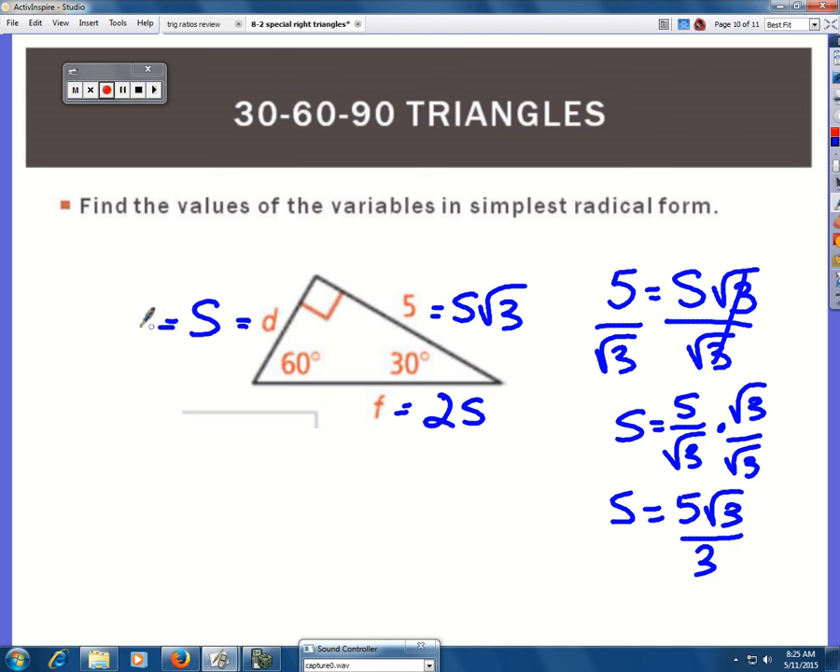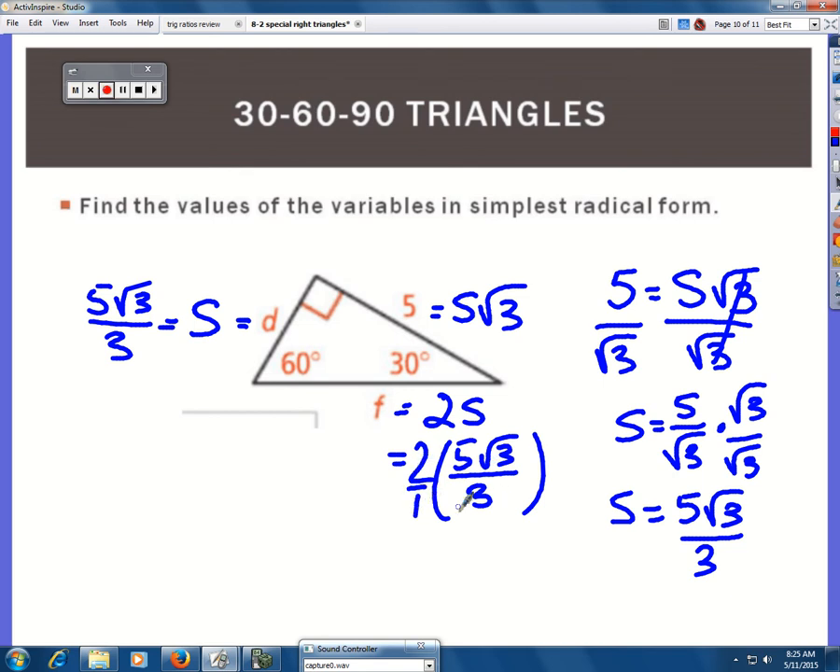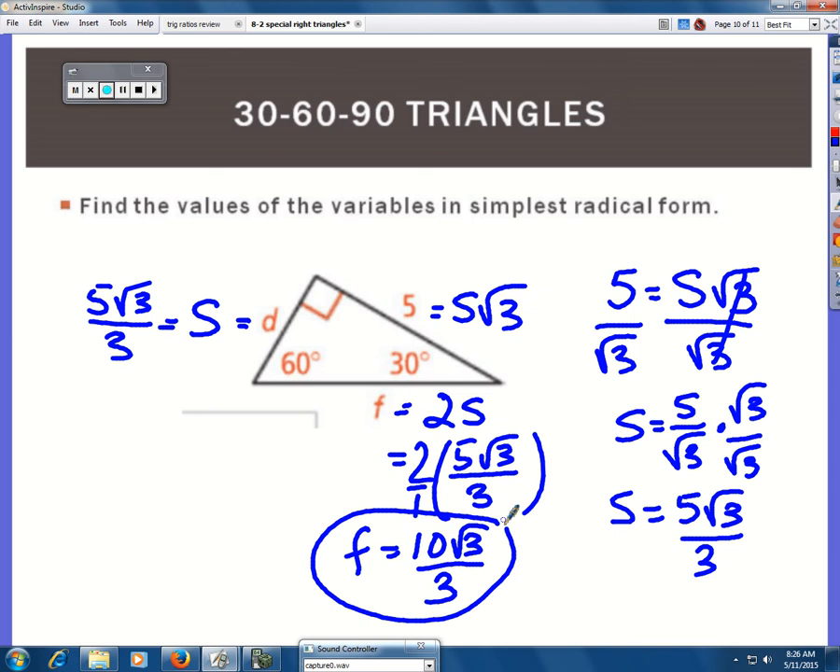So now I can plug that in. I know D is equal to 5 root 3 over 3 because it's equal to S. And F is going to be 2 times 5 root 3 over 3. So you need to remember when you multiply an integer by a fraction, you just multiply the numerator, because this is essentially a 1 in the denominator. So I have 2 times 5. You don't multiply by the radicand, just the coefficient. 10 root 3 over 3. So F is equal to 10 root 3 over 3, and D is equal to 5 root 3 over 3.